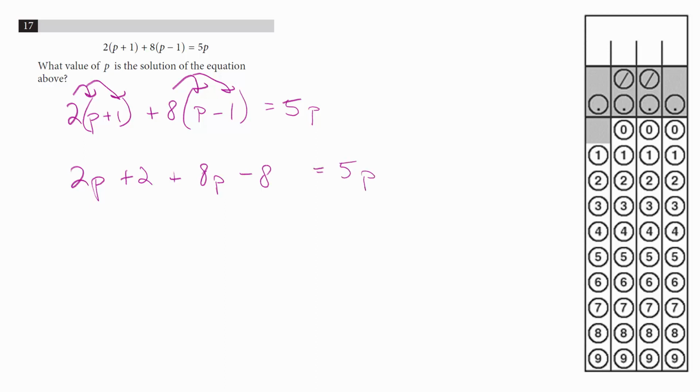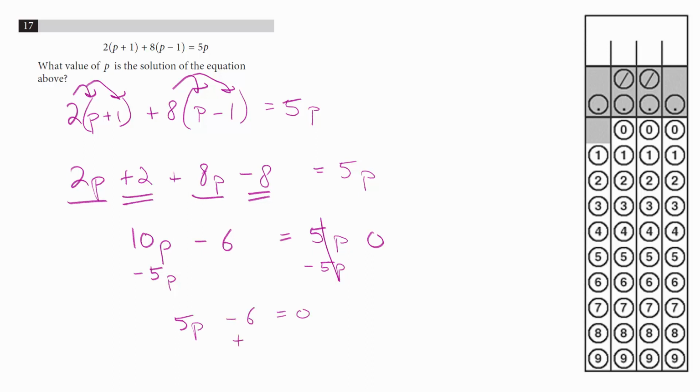So now I'm going to combine like terms. My 2p and 8p make 10p. My 2 and minus 8 give me minus 6. All that equals 5p. I'm going to subtract 5p from both sides. You get 0 on the right. So I have 5p minus 6 equals 0. Add 6 to both sides. So I get 5p equals 6.